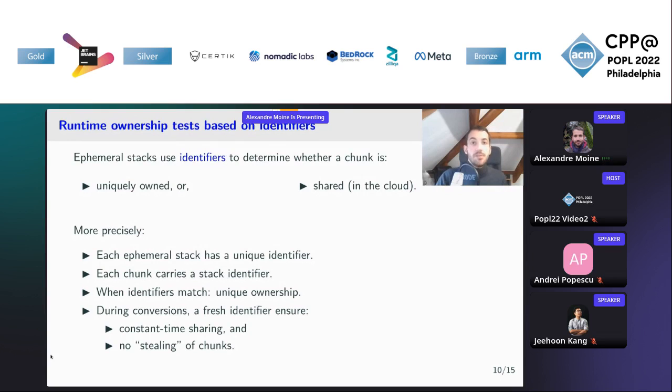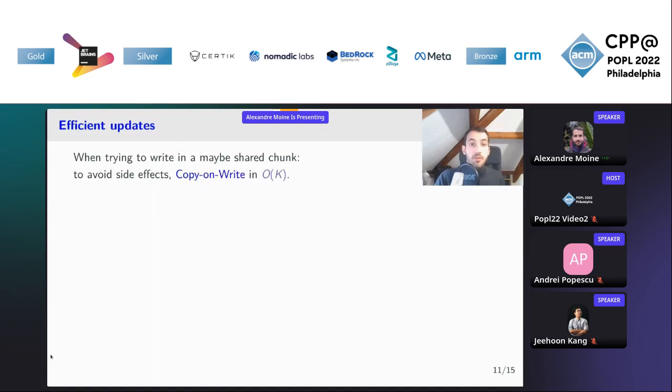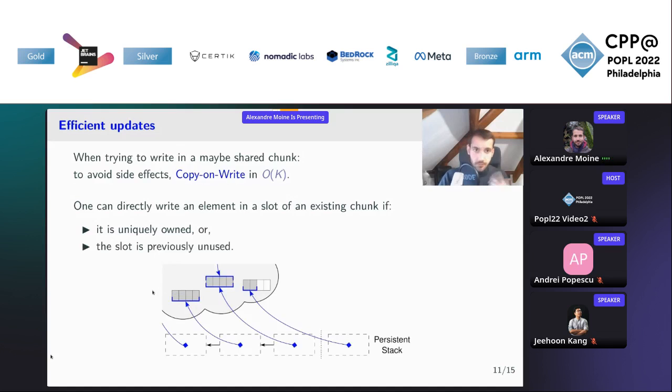And why is this ownership information so important? Because when trying to write in a maybe shared chunk, to avoid side effects, we have to do a copy on write. That is, we copy the chunk beforehand to ensure that the write operation will have no side effect. But, of course, we can directly write an element in a slot of an existing chunk if it is uniquely owned. Because we are the only one to use this chunk, we can always directly write in it. But we can be even more efficient. We can always write in a previously unused slot. Indeed, because the slot is unused, it will never produce a side effect even if the chunk is shared.